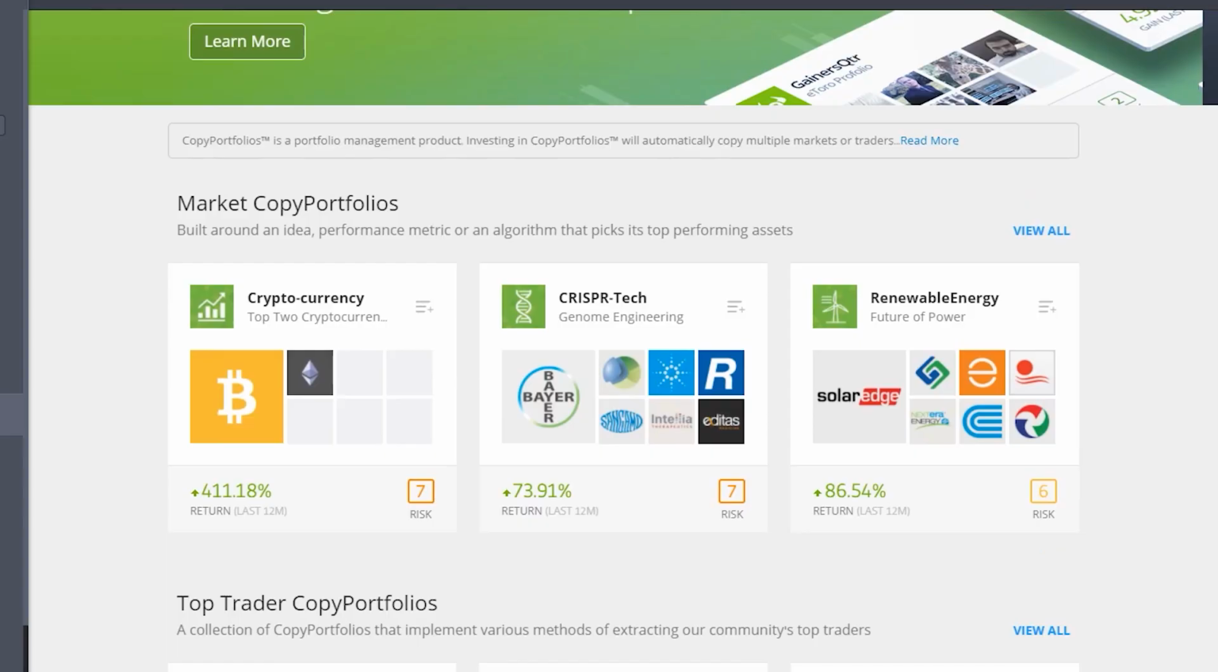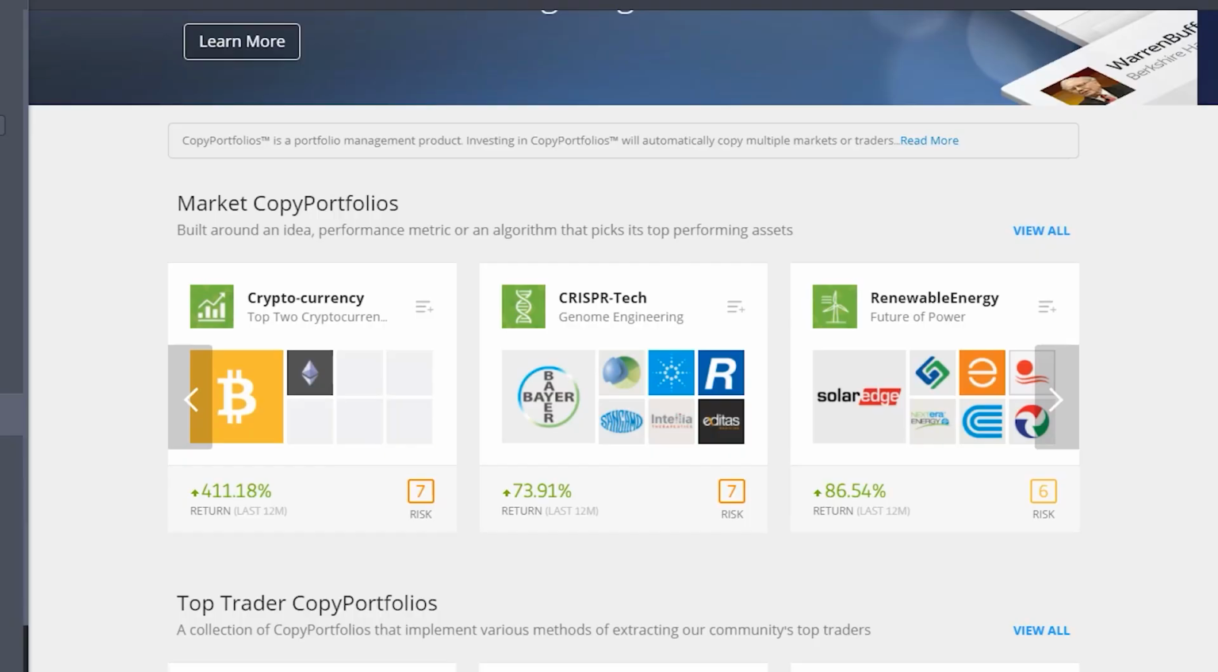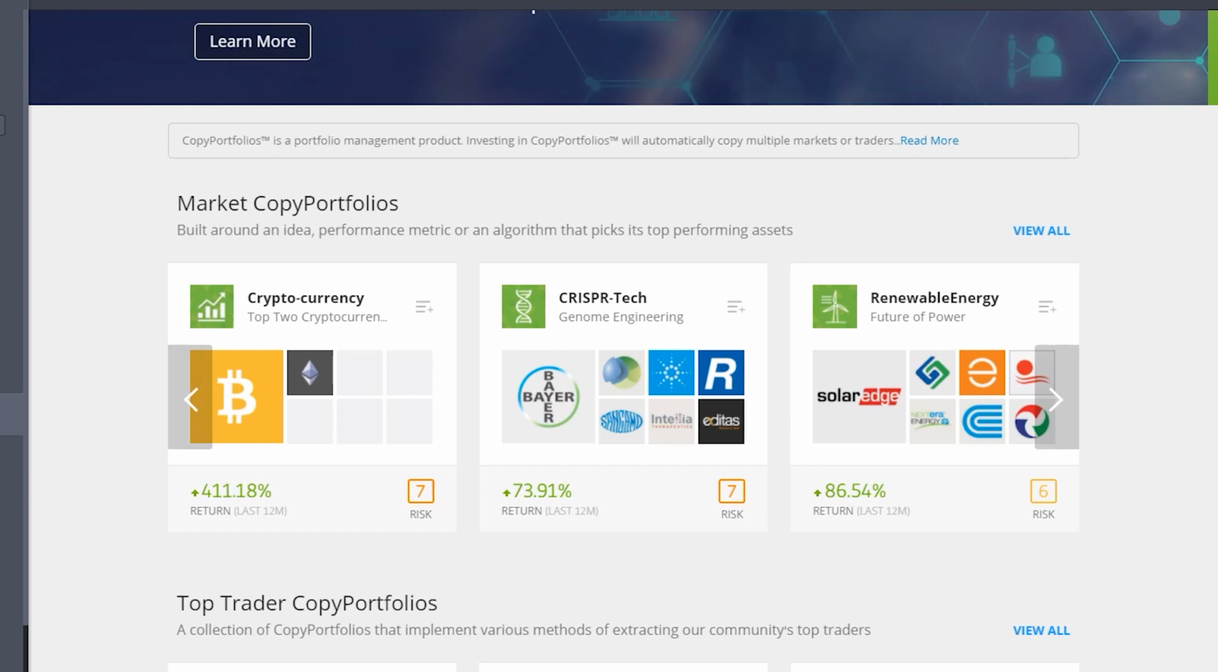But within the copy portfolios, you have market copy portfolios. So these are built around an idea, performance metric, or an algorithm that picks its top performing assets. And there's a whole bunch to choose from here, not just these 3. So each one of these is a sort of block of assets, if you like. For example, we've got cryptocurrency. This is a whole group that's been created by eToro that you can copy, and it will just copy everything within the group. So this one's only got the top 2 cryptocurrencies, Bitcoin and Ethereum.